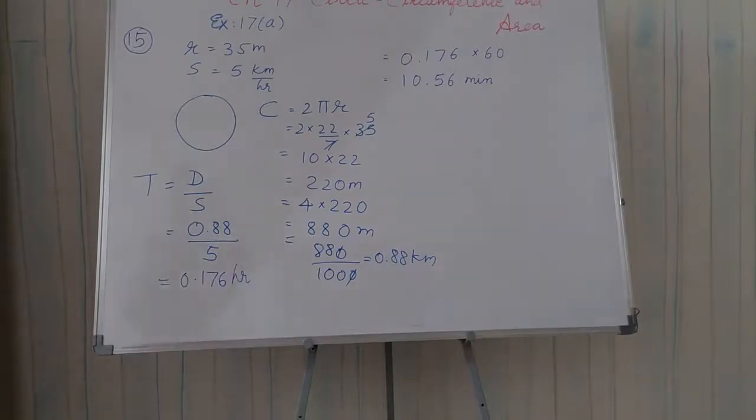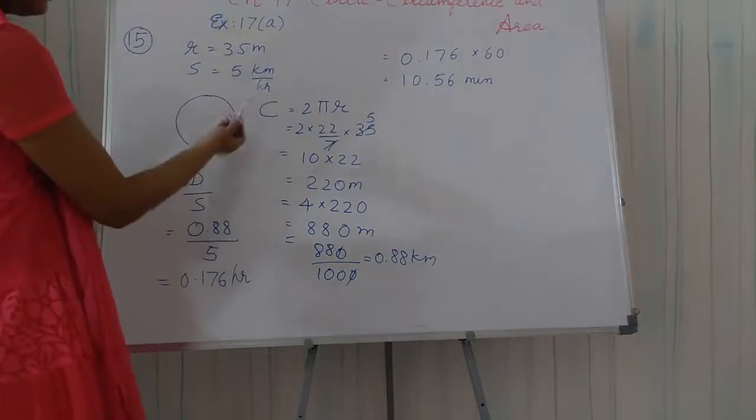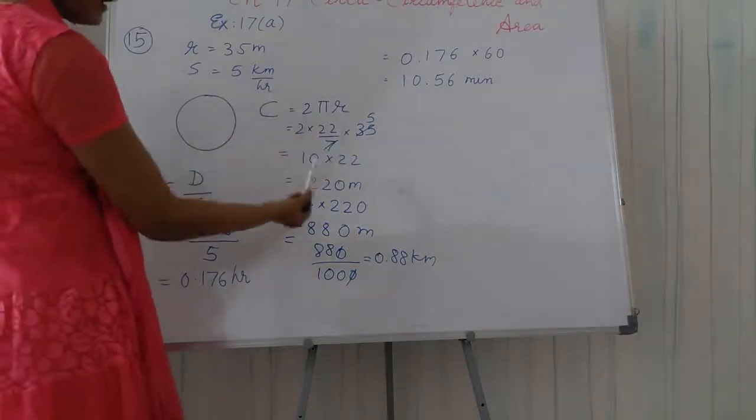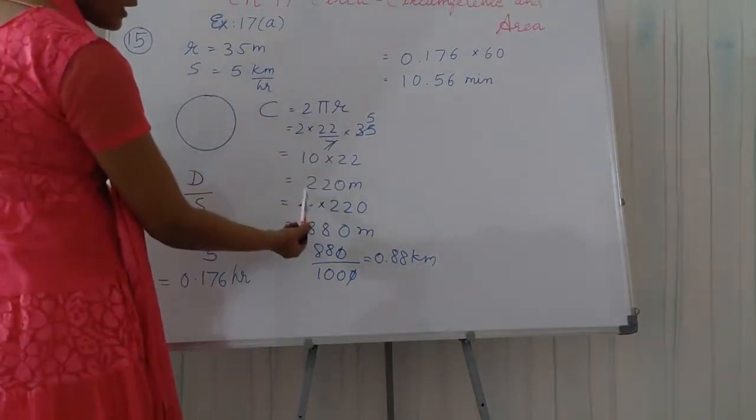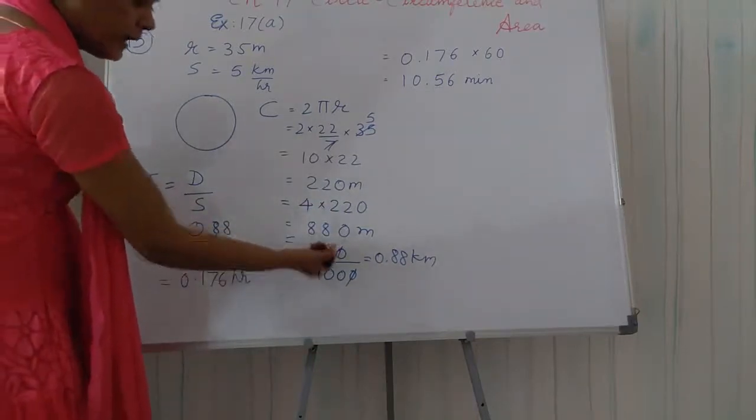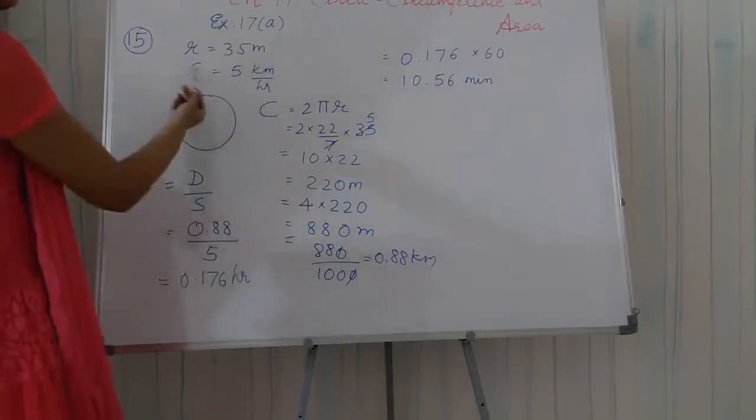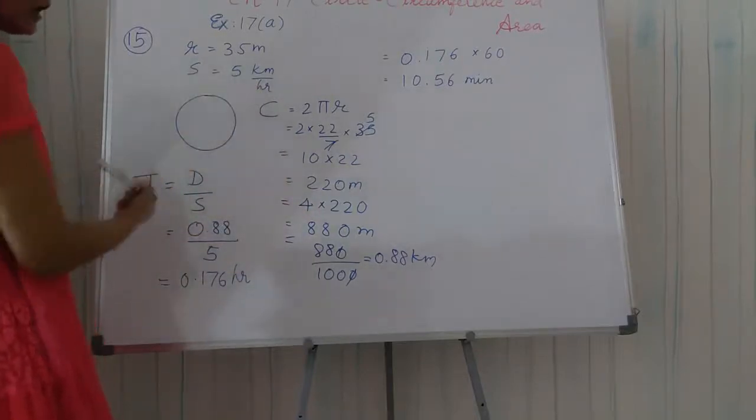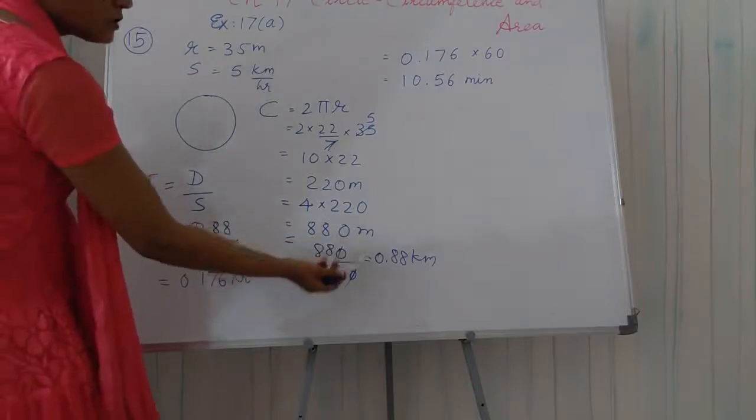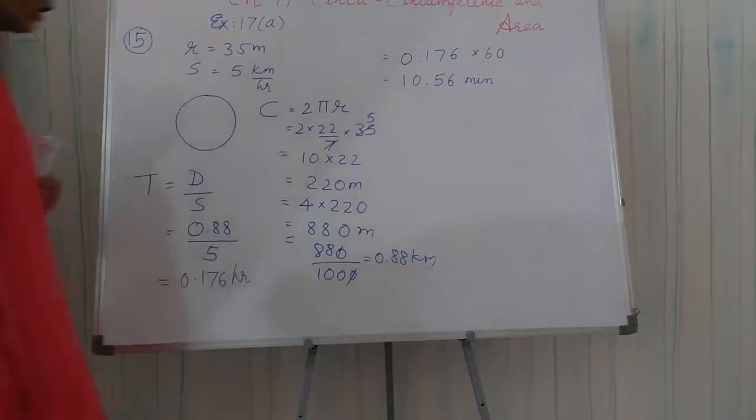So students, here I have completed this question. Now I am explaining you. This is circumference 2 pi r, 10 multiply 22. So I get 220 meters. But 4 times, so I get 880 meters. Now I want this in kilometer because our speed is also in kilometer per hour. So I convert this meters to kilometers by dividing by 1000. So I get 0.88 kilometer.